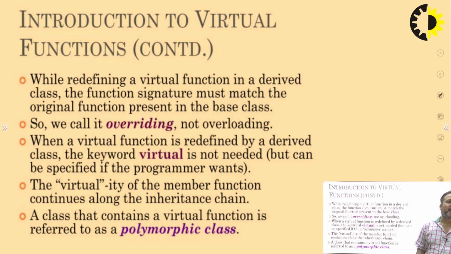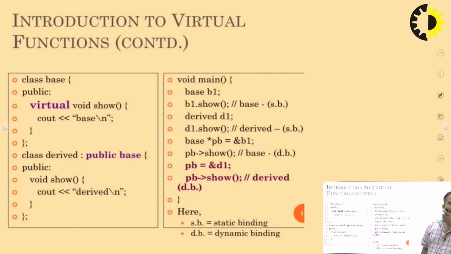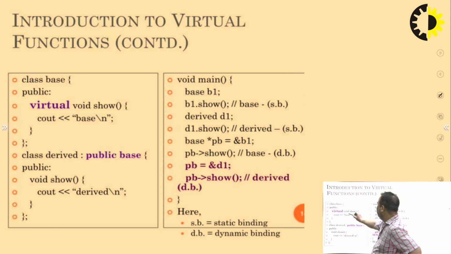A class that contains a virtual function is referred to as a polymorphic class, right? So the class which contains the virtual function is called a polymorphic class. For example, let's see this example. Here we have used the function so, right? And in the base class we have mentioned the keyword virtual.